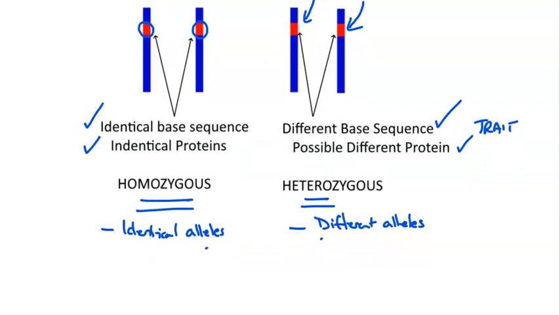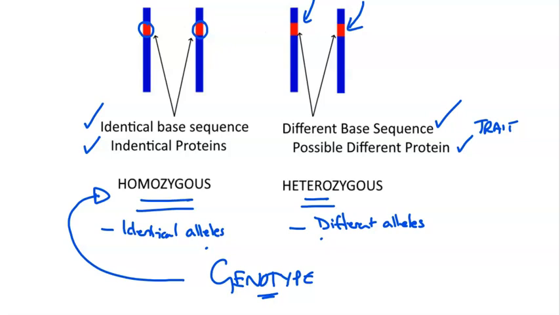These two conditions are what we call the genotype, the types of alleles that you have. So we would be genotypically homozygous, our alleles are identical, or we could be genotypically heterozygous, our alleles are different.